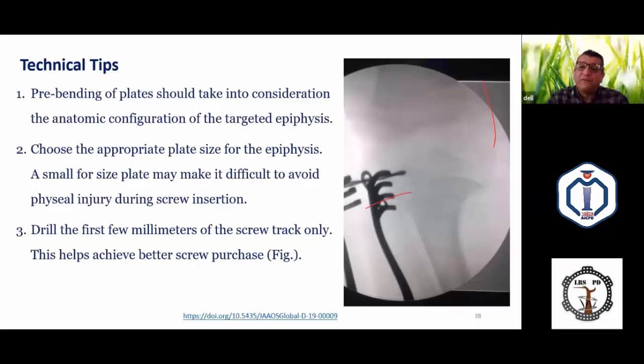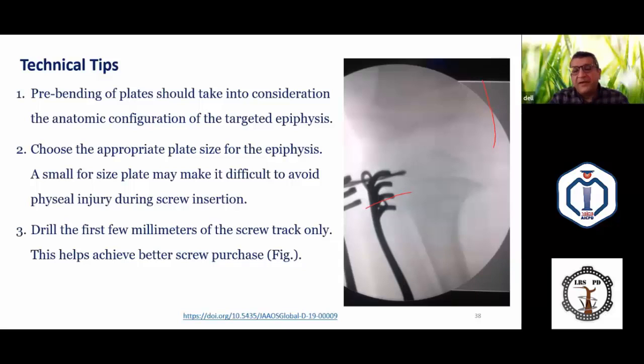It depends upon the age of the patient. So be aware of this, because if you use a small one in a relatively big distal femur, then you might really face technical difficulties and have consequences.